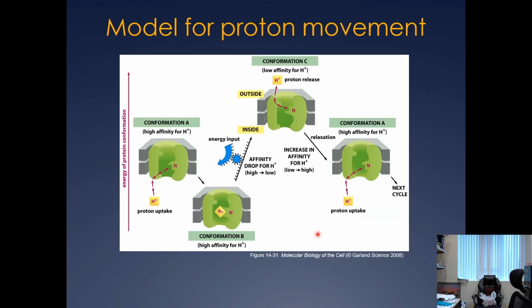Here's just a model for proton movement. It's believed there's some conformational changes where certain ones are going to favor proton uptake, and then that will cause a conformational change, and then that conformational change causes sort of a drop in affinity for the proton, and it can get released, and then it goes back and relaxes. Okay, simple enough.